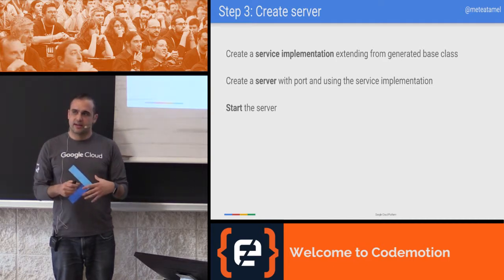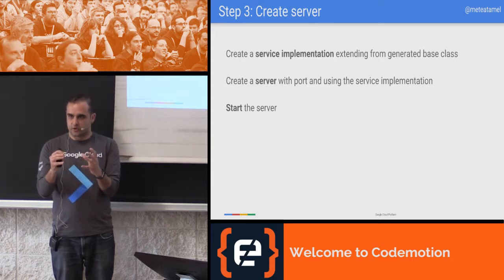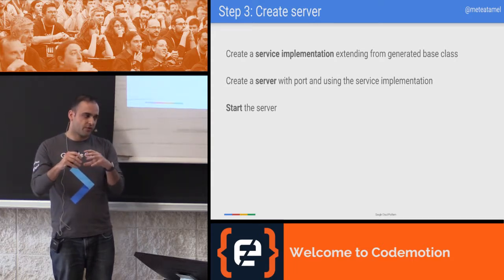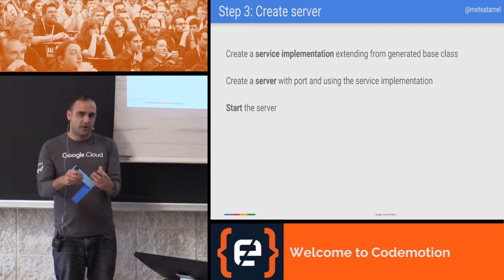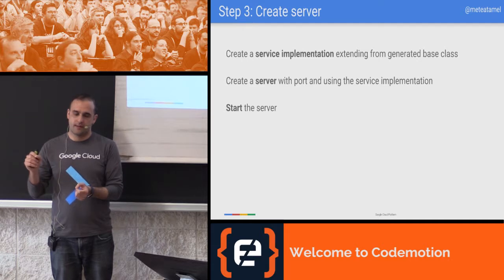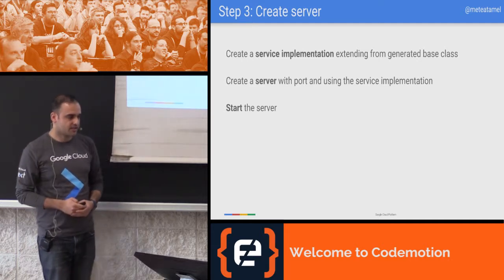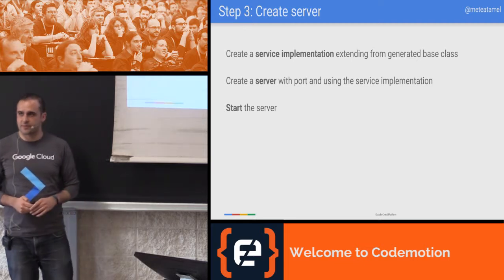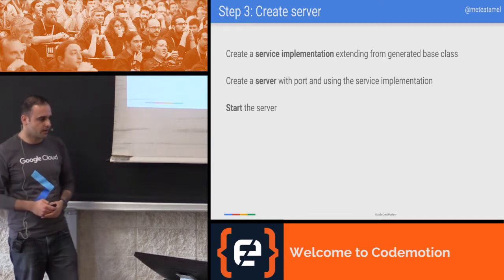So what you do is you create what's called a service implementation. So your server is generated code, but on top of that, you create a service implementation that has your own logic. And then you create a server with the port and your service implementation, and you start the server. So that's it for the server. Servers are usually pretty easy. The service implementation is what you actually need to work on. And I'm going to show the code shortly.